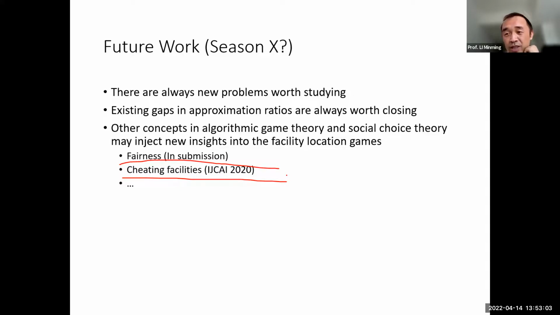Because all the previous discussion was about agents cheating, right? Cheating about their location, their preference. But when the facilities are players, they can also cheat, all right? So we also did some work on that.